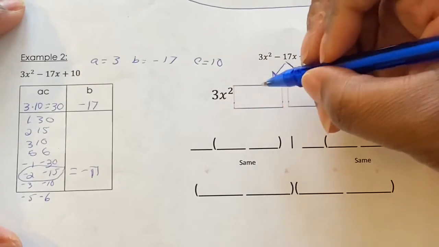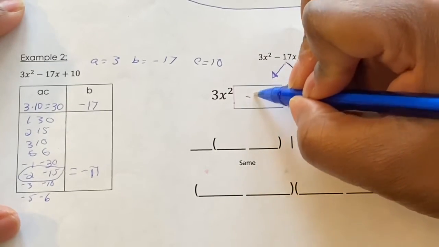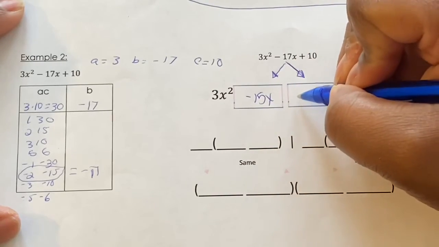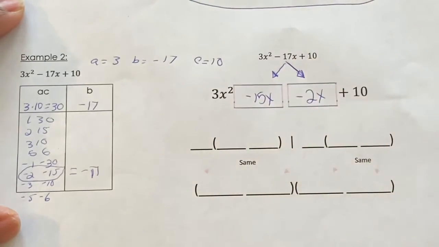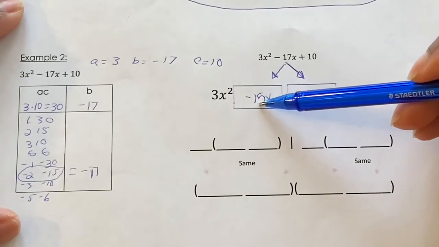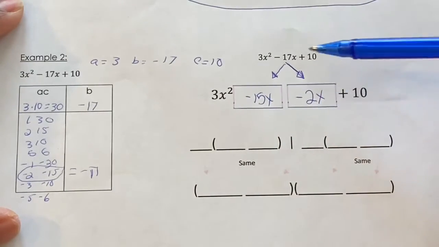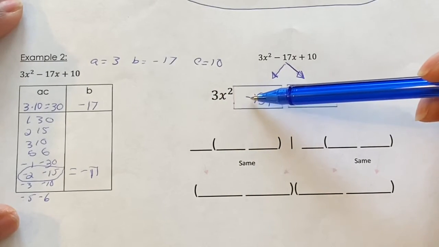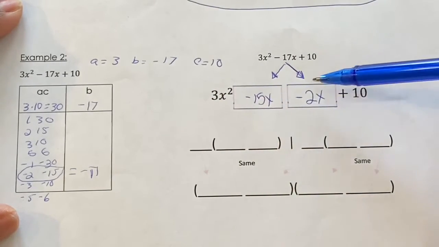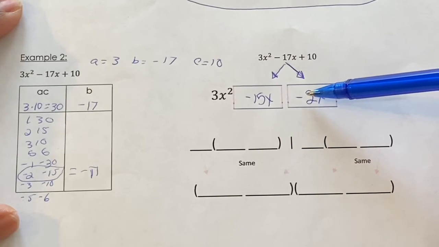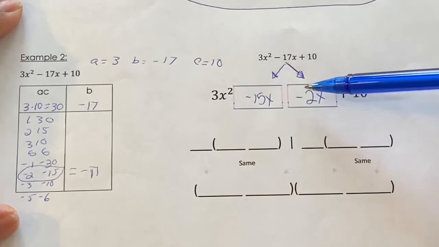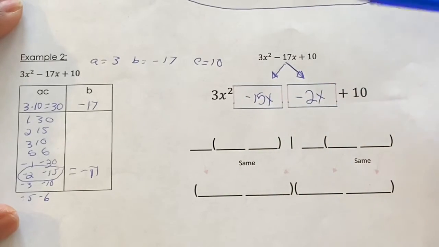Negative 17x becomes negative 15x and negative 2x. Now, how did I put the 15 first and the 2 second? Because if you see here, there's a 3x squared, and I know that negative 15x and 3x squared have a common factor, and I know negative 2x and 10 have a common factor.